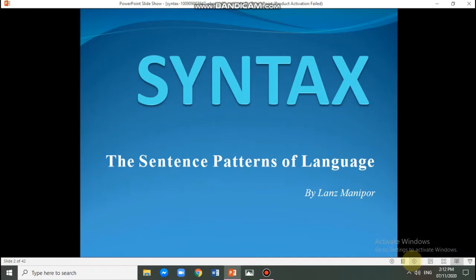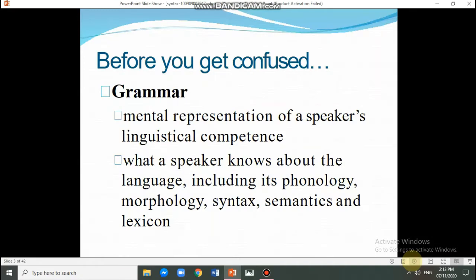So as I have said, syntax is one of the sentence patterns of language, and this presentation is adapted from Lands Manipur. So before you get confused, grammar is a mental representation of a speaker's linguistic competence. So if you say linguistic competence, the moment the person talks or says something, if the grammar is correct, you would be able to say, okay, maayo jud siya sa language. So basically, this is labeled as the linguistic competence of the speaker.